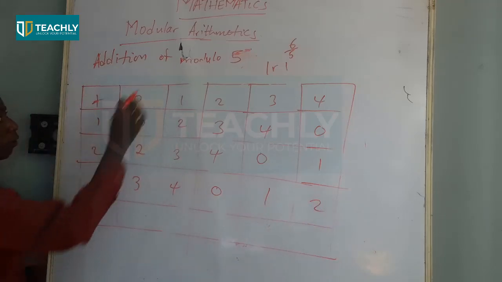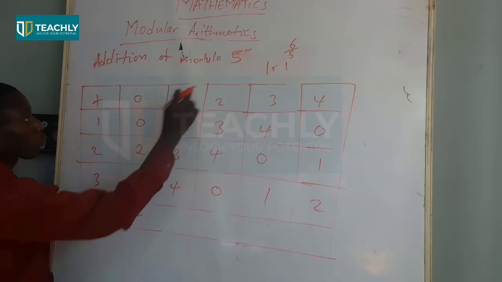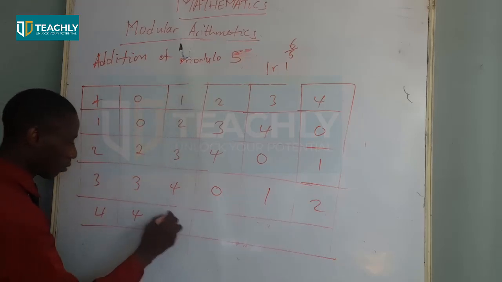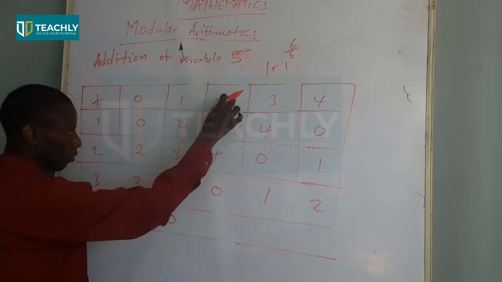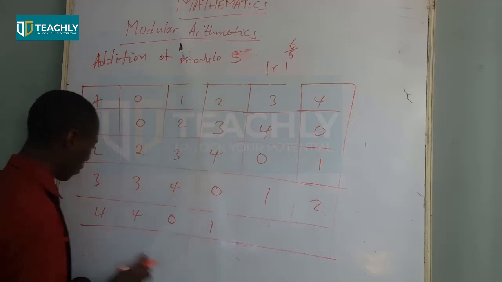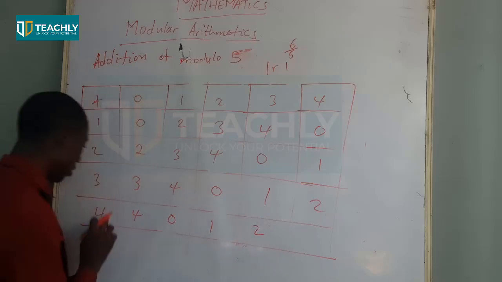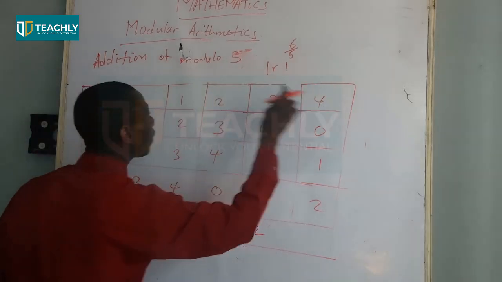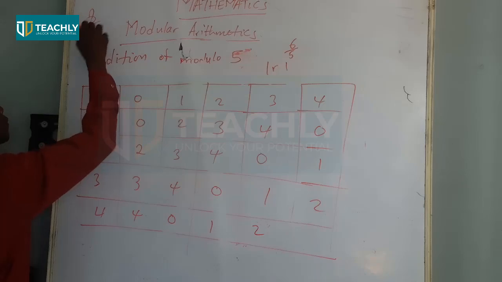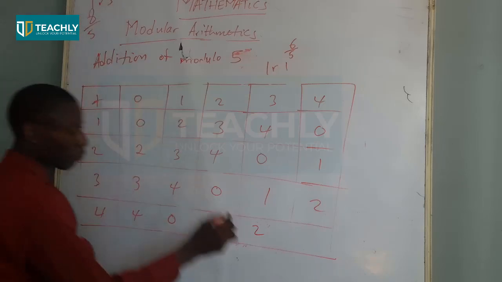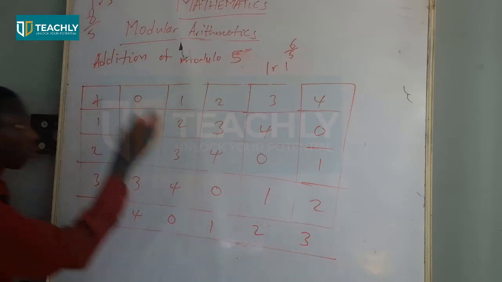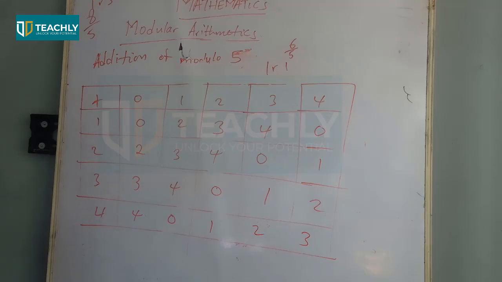Likewise here, 4 plus 0, we have 4. 4 plus 1, 5. Divide by 5, you have 1, remainder 0. 4 plus 2, 6. Divide by 5, you have remainder 1. 4 plus 3, 7. Divided by 5, we have remainder 2. And lastly, 4 plus 4, we have 8. 8 divided by 5, you have 1, remainder 3. So you are going to write your remainder 3. This is the table for addition in modulo 5.